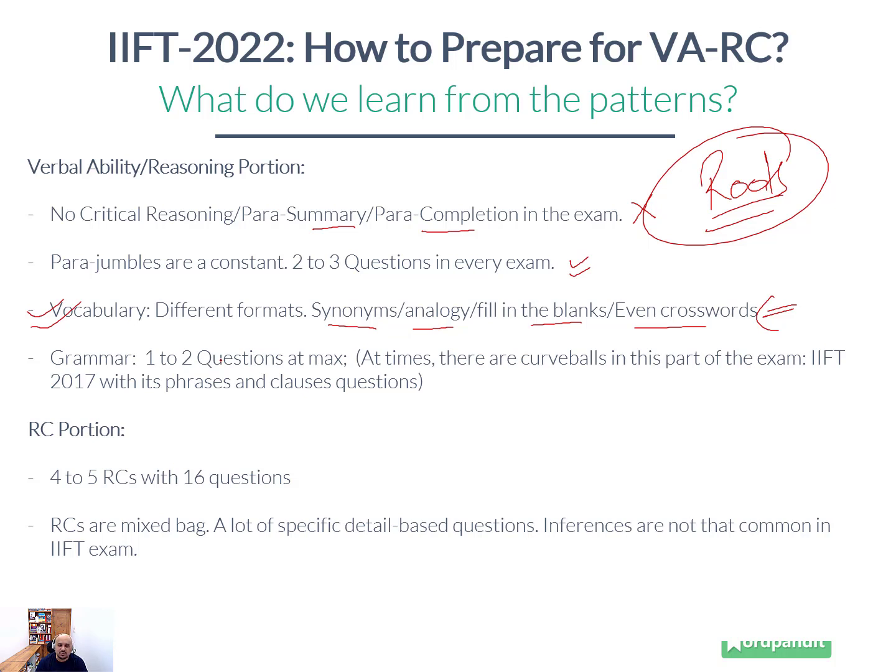Grammar questions, 1 to 2 questions. At times they've gone up to 4 questions as well, and at times they've got curveball. So in 2017 they had a very particular question type, phrases and clauses. In fact, they picked up those sentences from Wren and Martin, the phrases and clauses lesson, and they built questions on the basis of that. And you've got punctuation at times. So you've got all kinds of odd topics making an appearance in IIFT with respect to grammar.